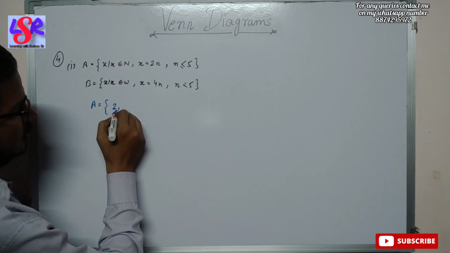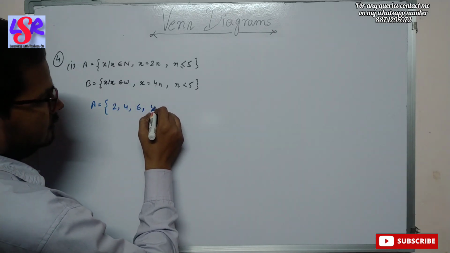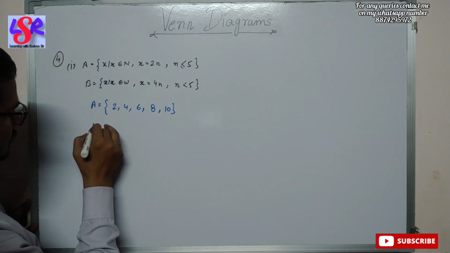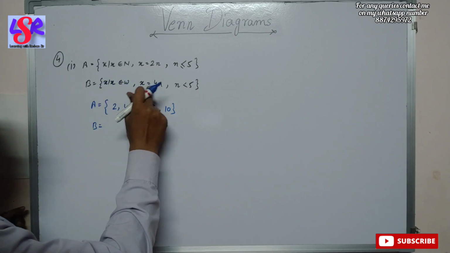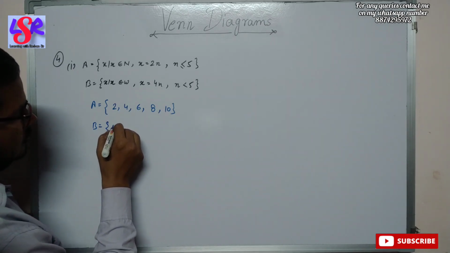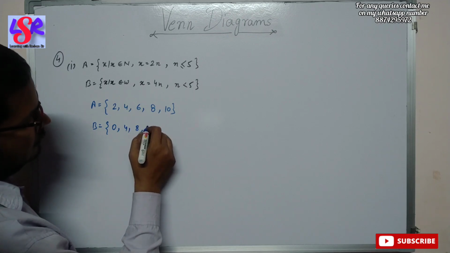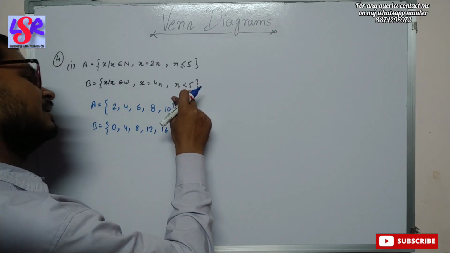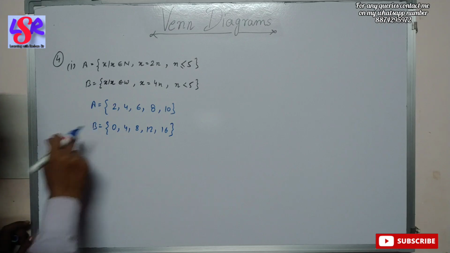So we are having 2 1s are 2, 2 2s are 4, 3 times 6 and 4 times 8, then 5 times 10. Then we have the set B. In this one x, and that x is the element of whole number where x is equal to 4n. So here we will start from 0, and this will be 0, 4, 8, then 3 times we have 12 and 4 times we have 16. This is less than 5, so we are not going to take 5 over here. So we have the set A and B like this way.